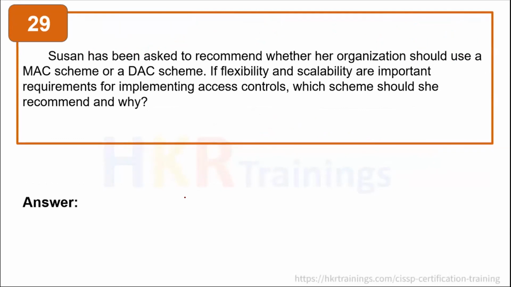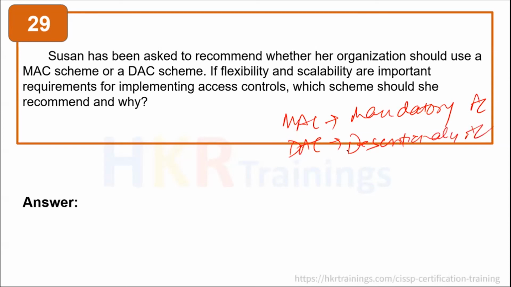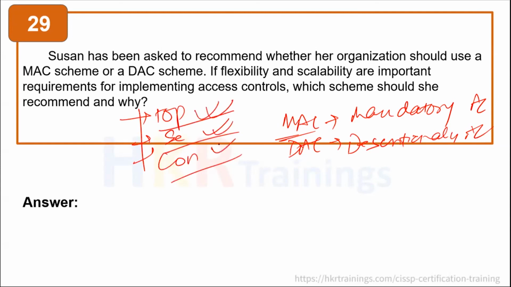Susan has been asked, in the 29th question, to recommend whether her organization should use a MAC scheme or a DAC scheme. If flexibility and scalability are important requirements of implementing access control, which scheme should she recommend and why? So what is a MAC? MAC is an acronym for mandatory access control, and DAC is discretionary access control. What happens in MAC is you have security labels, such as top secret, secret, confidential, and the system defines what kind of access you can have based on these security labels.